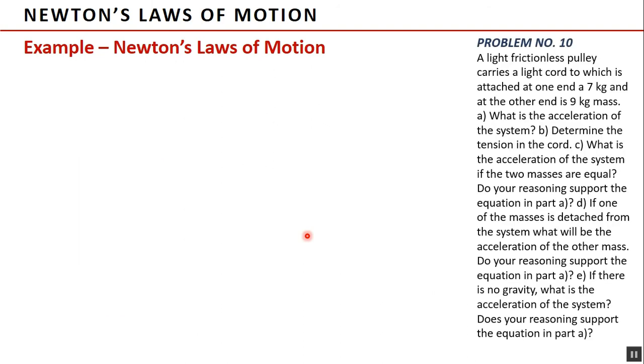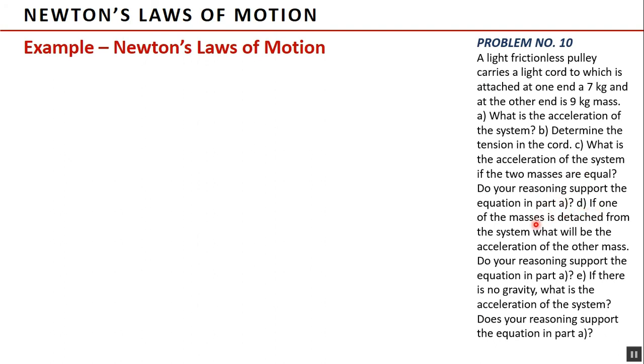Problem number 10. A light frictionless pulley carries a light cord to which is attached at one end a 7 kg mass and at the other end a 9 kg mass. Letter A. What is the acceleration of the system? Letter B. Determine the tension in the cord. Letter C. What is the acceleration of the system if the 2 masses are equal? Does your reasoning support the equation in part A?